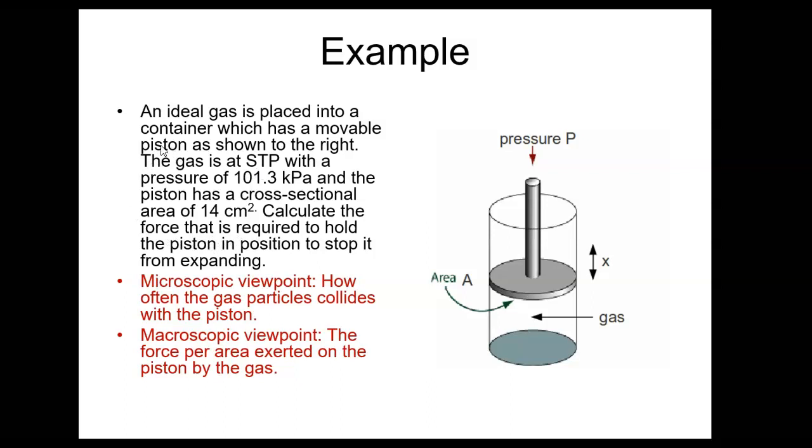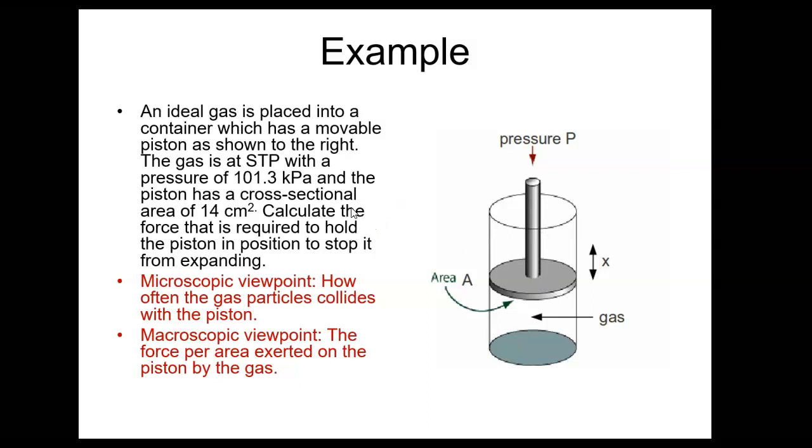Okay, now the microscopic view has to do with how often the gas particles collide with the piston. But remember, every time the gas particles collide, they put a little bit of force on the piston. This is the piston here. There's bajillions of gas particles all bouncing off of the walls, bouncing off of this piston, hitting it, wanting to push it up. In order to stop the piston from going up, we have to apply a force down, and so that has to do with the pressure of the gas.